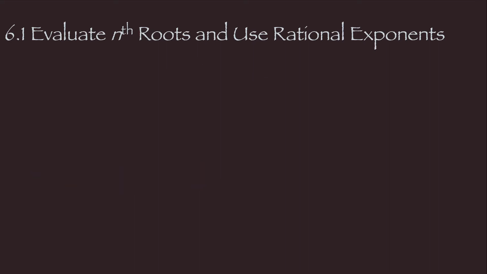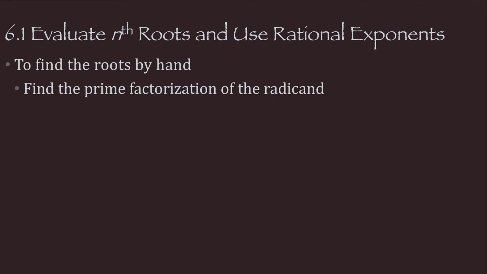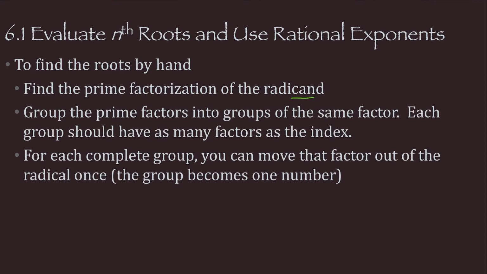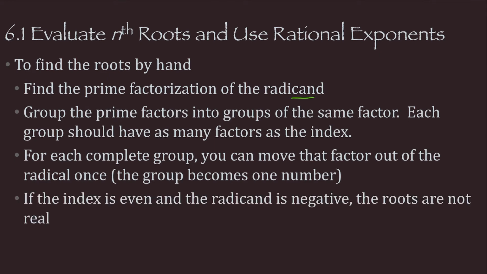So you're saying, how can I find these by hand? Well, here's how you could find them by hand. Start by finding the prime factorization of the radicand. But I can't do that. Yes, you can. It's the radicand. Group the prime factors into groups of the same factor. Each group should have as many factors as the index. So if the index is 3, you want 3 2s and 3 3s and 3 4s and so on. For each complete group, move the factor out of the radical once, and the group will become a single number.